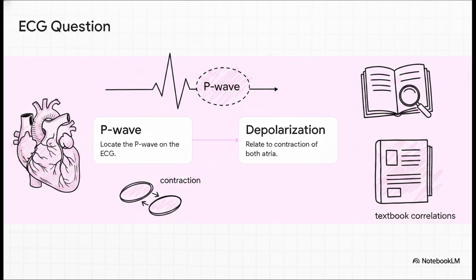Let's deconstruct another classic visual, one that popped up repeatedly in 2009 and 2010, the standard electrocardiogram, or ECG. The test doesn't want you to be a fully trained cardiologist here. It just wants you to know the exact textbook correlations. Step 1, locate the P wave. Step 2, perfectly map that P wave to the depolarization or the contraction of both atria. It's a direct, one-to-one visual-to-text correlation, pulled straight out of the human physiology unit.